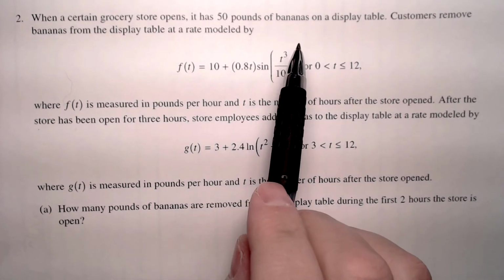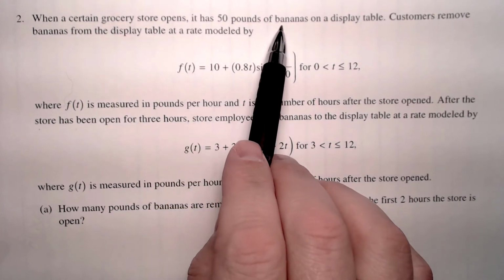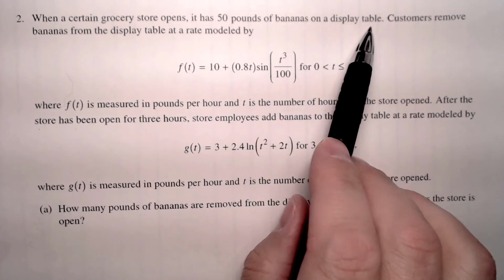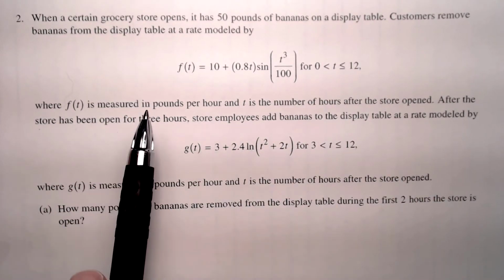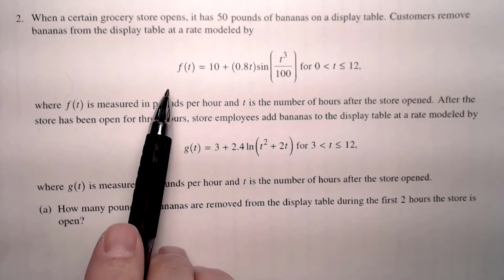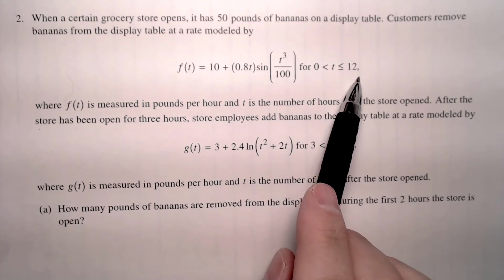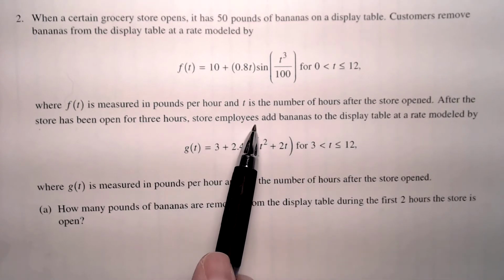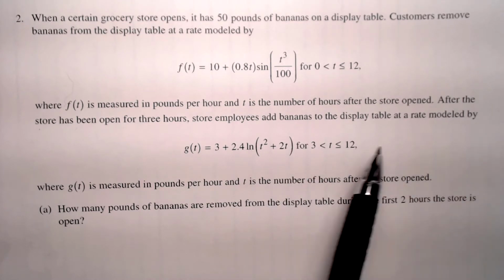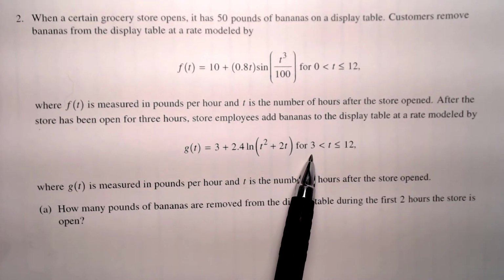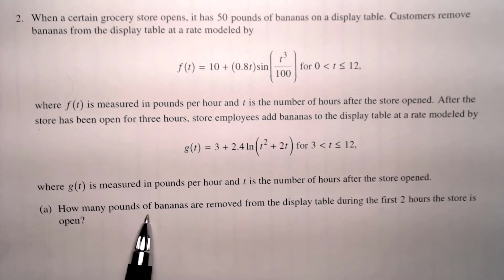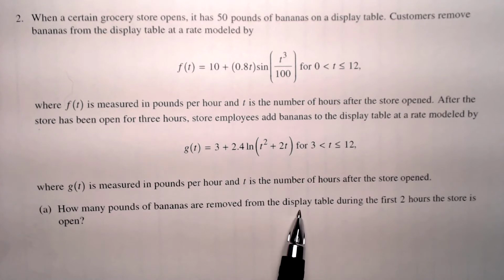In this question we are given that there is 50 pounds of bananas on a display table in a certain grocery store, and that the customers remove bananas from that table at this rate, which is given by this function, for a time between 0 and 12, and that store employees add bananas to the display at this rate, but not starting from time 0, but starting from time t equals 3. And the question is how many pounds of bananas are removed from the display table during the first 2 hours when the store is open.